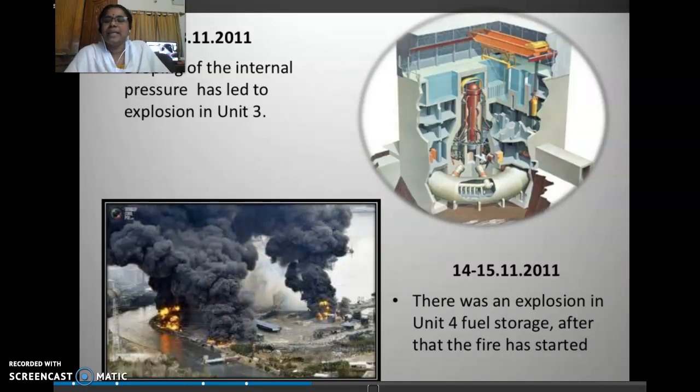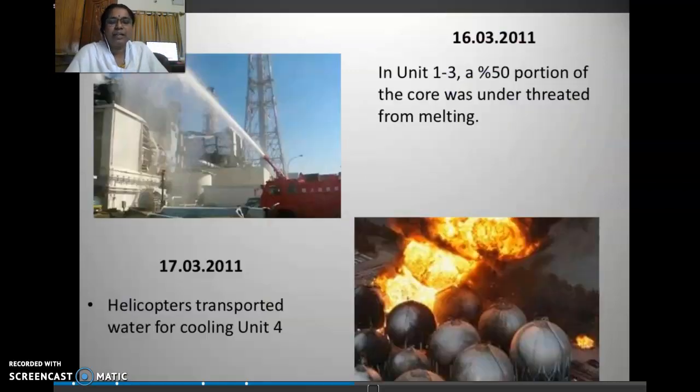Hydrogen explosion happened. As a result, the internal pressure ultimately led to explosions in unit 1, unit 2, and unit 3. The reactor numbers are there, and finally the explosion took place. There was also an explosion in unit 4 fuel storage. After that the fire started. It did not stop at units 1, 2, 3, but again at 4, where the fuel is stored, and the fire started. In units 1 to 3, 50% of the core was under threat from melting.